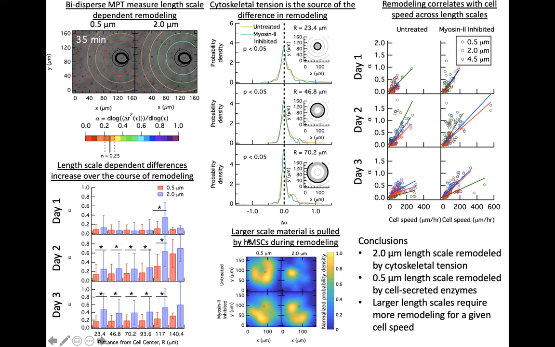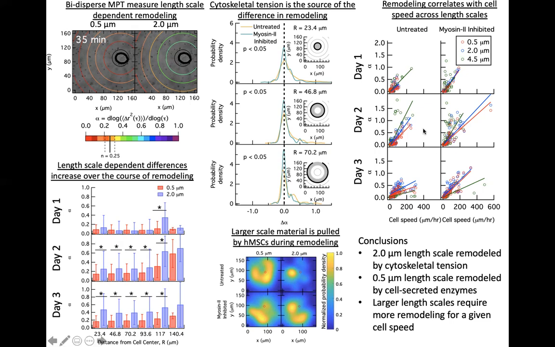And finally, we investigated the intersections that occur within the material to identify force centers within the surrounding material. And the half micron intersections occur randomly throughout the field of view in both the untreated and myosin 2 inhibited populations, indicating that these particles are not directed by cellularly applied forces, whereas the 2 micron particles intersect in a small region in the field of view where the cell is applying force, whereas in the myosin 2 inhibited population where no forces are being applied, their intersections also occur randomly within the field of view.